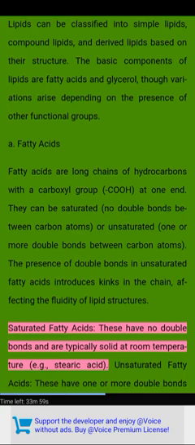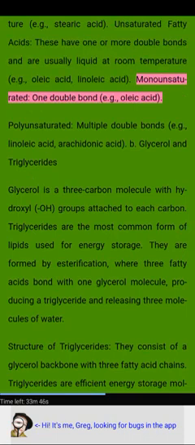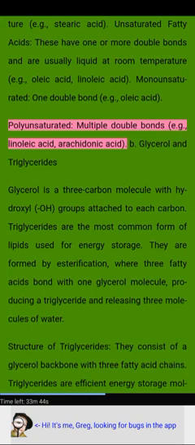Saturated fatty acids. These have no double bonds and are typically solid at room temperature, e.g., stearic acid. Unsaturated fatty acids. These have one or more double bonds and are usually liquid at room temperature, e.g., oleic acid, linoleic acid. Monounsaturated. One double bond, e.g., oleic acid. Polyunsaturated. Multiple double bonds, e.g., linoleic acid, arachidonic acid.